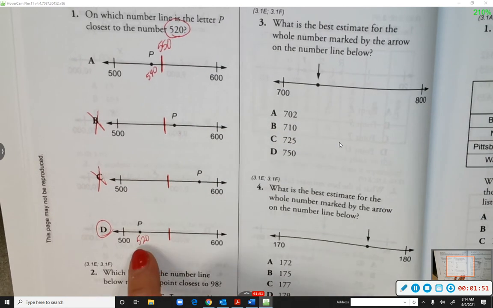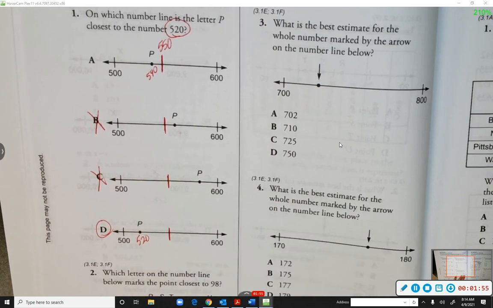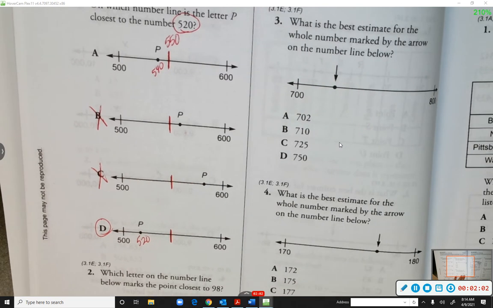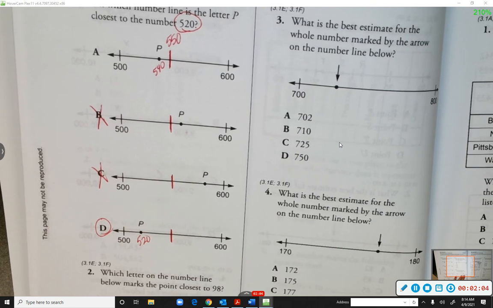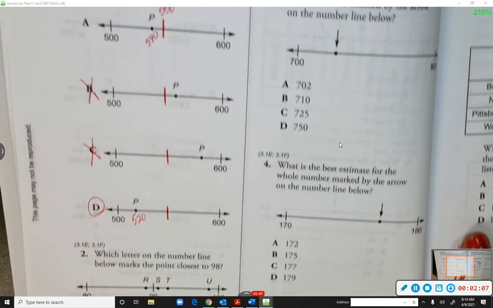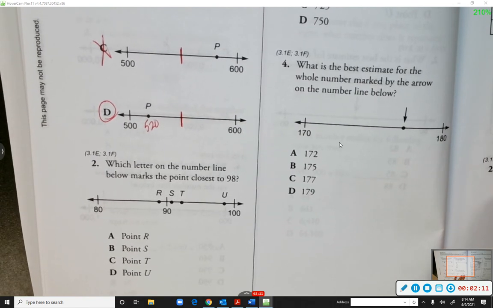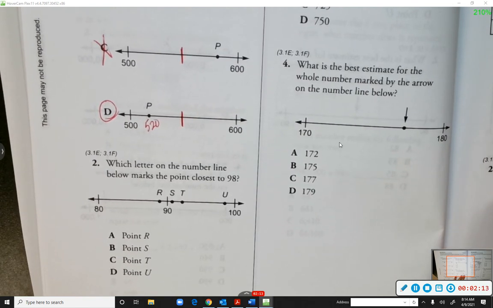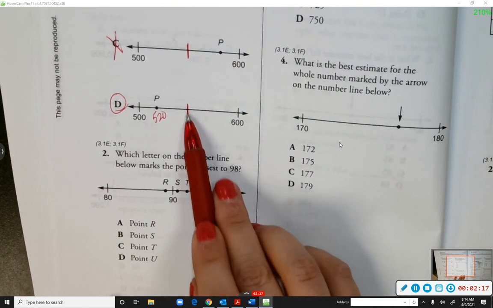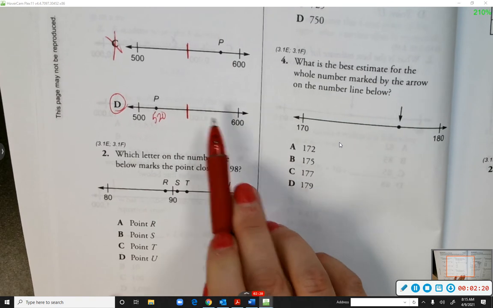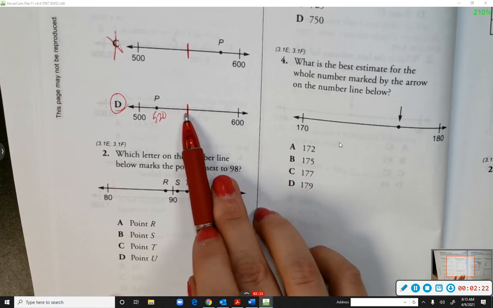Now, who can tell me what this would round to? Would it round to 500 or 600? Bryson? Why would it round to 500? Because if it's above 50, it goes to 600. Okay, if it's above 50, it would go to 600. Good. So if it was past halfway, it would round up. If it's less than the middle, then it would round down.